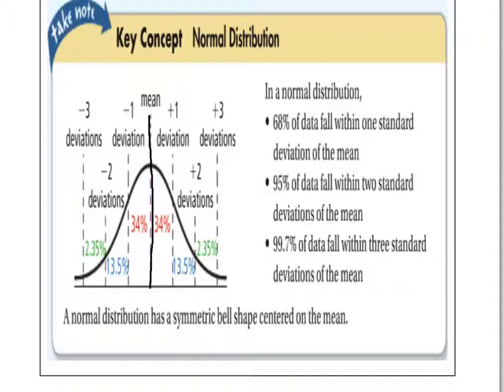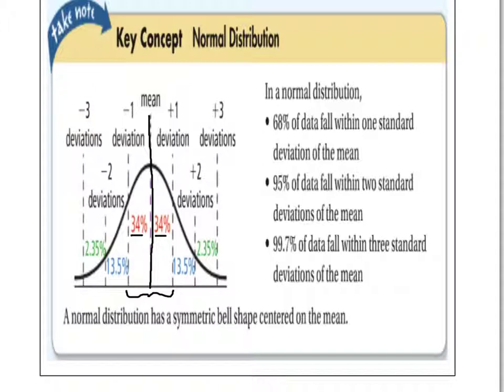So what they're saying is this is one standard deviation away from the mean. That covers 34% on each side, which is 68% total. So 68% of your data is between one standard deviation, positive and negative, away from the average.